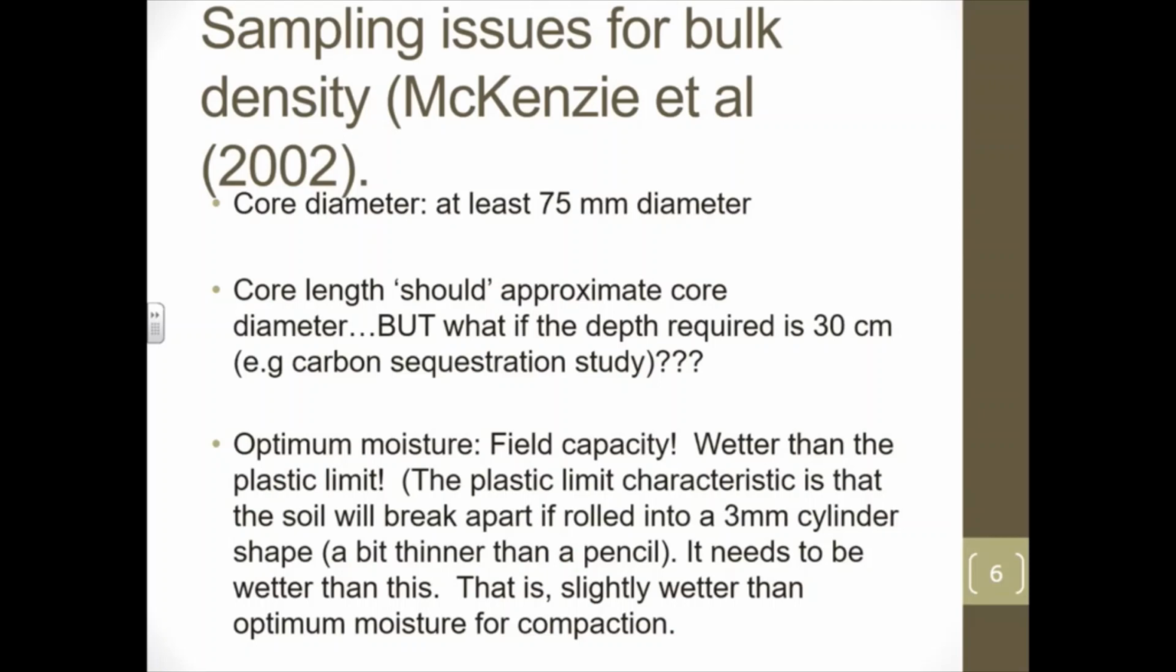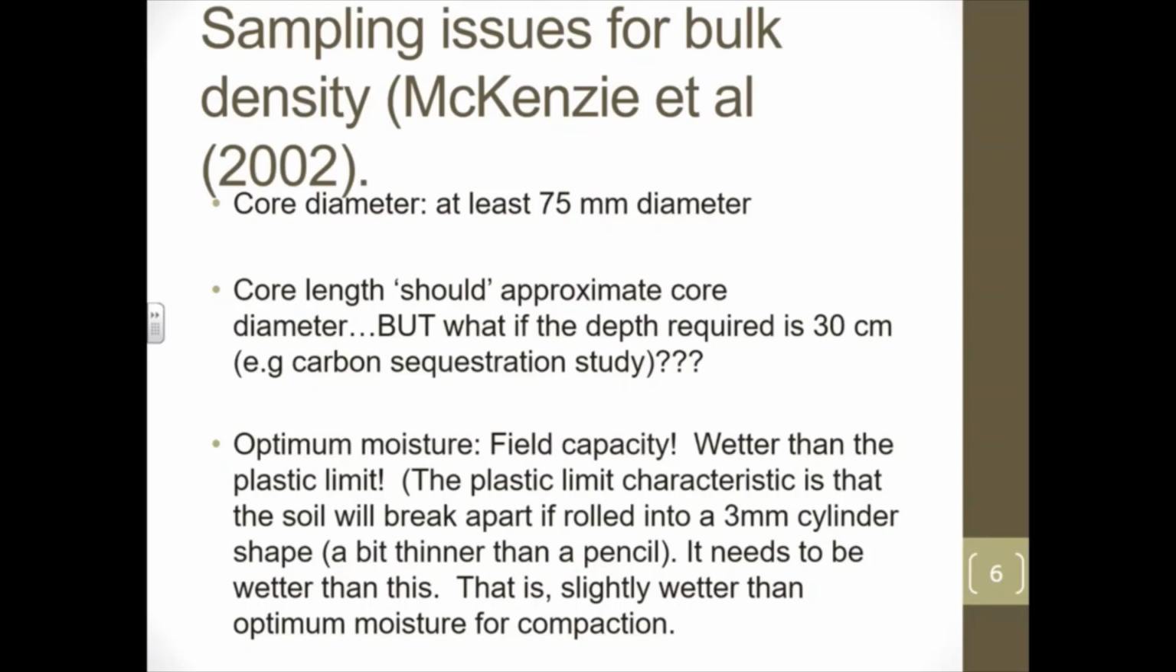Core diameter, in theory, should be at least 75 millimetres. Now, when I do it, I have a smaller one for a good reason. If I'm going down 30 centimetres and I need to have 75 mil, it's very difficult to actually get a good sample with a machine like that.